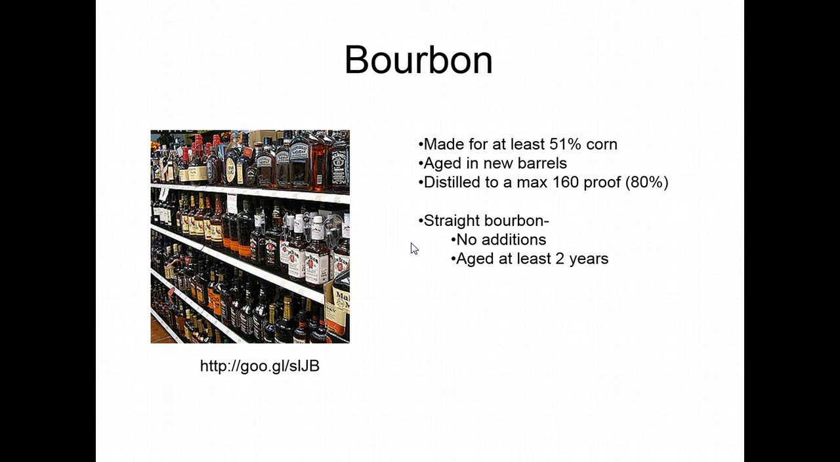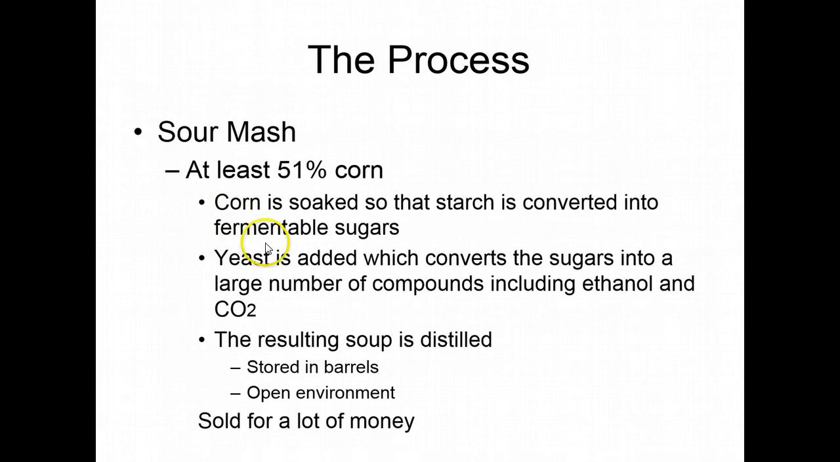There are some fairly specific requirements for something to be bourbon. It has to be made with over 50% corn. And then you get into the straight bourbon and sour mash. If you've ever heard of sour mash bourbon, the thing about a sour mash bourbon is you take part of the mash from the first run and you use it during the second, and so you keep transferring what we're going to talk about today, which is the yeast.